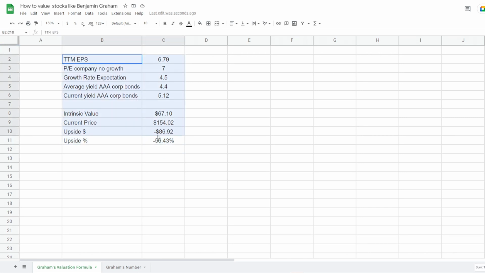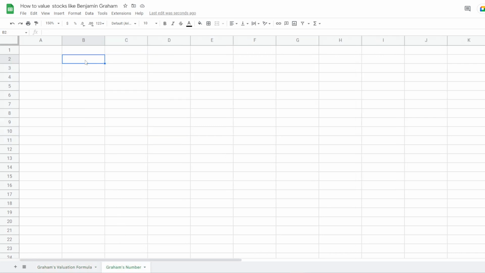In addition to this one, I have another valuation formula that Graham also invented that I don't use on my channel, but I still want to let you know, and I still want to cover this. This is Graham's number. So we'll also build this one. In this model we look at the following metrics. The ideal PE ratio of a company, the ideal price to book ratio of a company, the earnings per share, again the trailing 12 months earnings per share, and the book value per share.